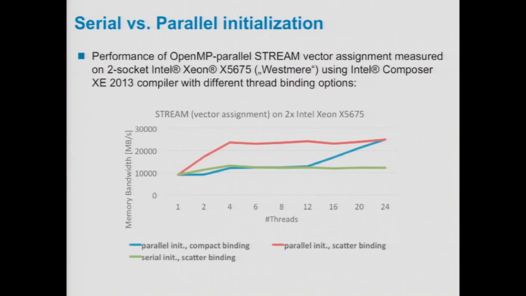So for the STREAM simple vector assignment computation, we had 3 different experiments being run in the green, the blue, and the red lines as the number of threads increases.